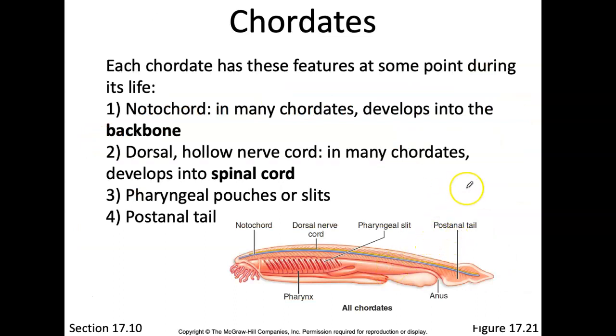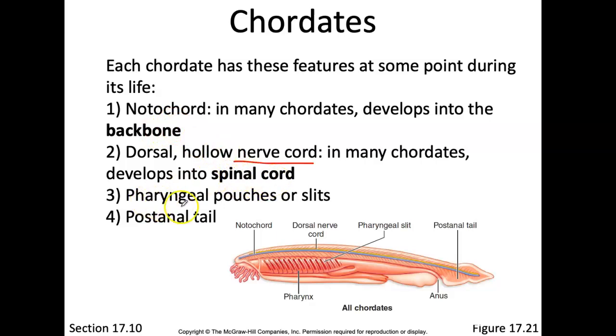Just to be absolutely certain that you got this, here are the features listed again. A notochord, which in many chordates develops into the backbone. So for us, it's the bony part of our spine. 2, a dorsal hollow nerve cord. In many chordates, it develops into the spinal cord. So we have a backbone. Inside the backbone, we have a spinal cord.